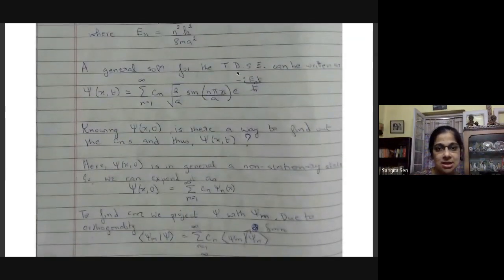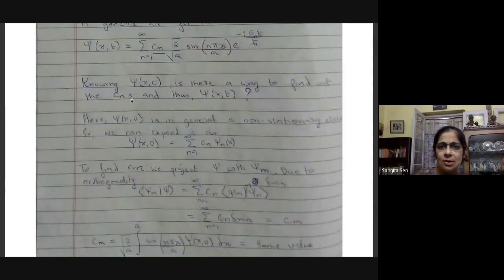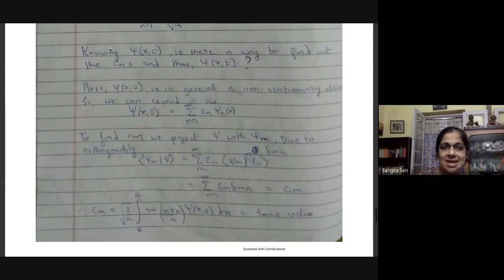But whenever you have a superposition state, it always remains a question: how will you find out Cn? To find out Cn, what you need is basically an initial wave function. If you know an initial wave function, you can find out how this wave function changes with time at every space point x. So knowing psi x at time 0, is there a way to find out the coefficients Cn and thus psi x,t? So let's say this is the first superposition state, my initial state, and I know the Cn's here.